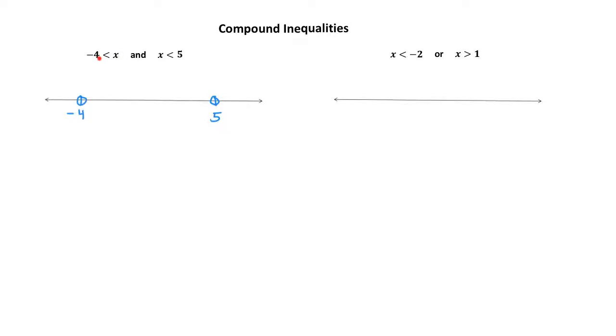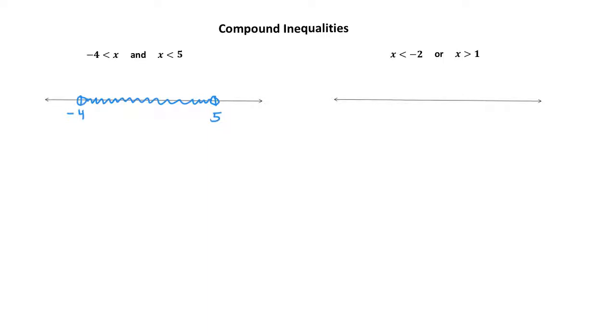To say that x is greater than negative 4 means we're moving in this direction, and at the same time x less than 5 means we're going in this direction from 5. The overlap where that happens is from negative 4 to positive 5. So if we see an "and", we're really trapped between two values. We get nothing over here and nothing over here.